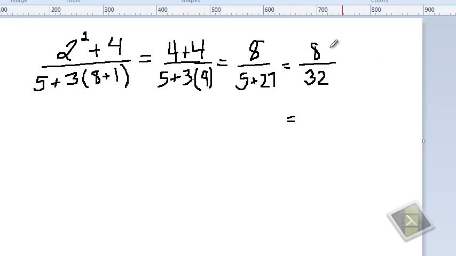Then our last step here, reduce your fractions if you can. This one you can, because 8 goes into itself once. It will go into 32 4 times. So I'm left with a fraction of 1/4. Now, if you get an improper fraction, you can change it to a mixed number. It really doesn't bother me if you do or not. As long as you get the right answer, I'm good.